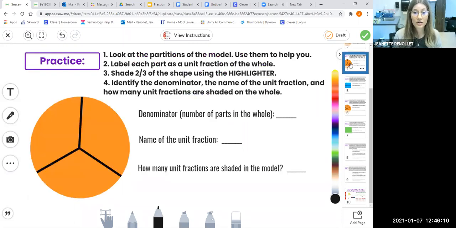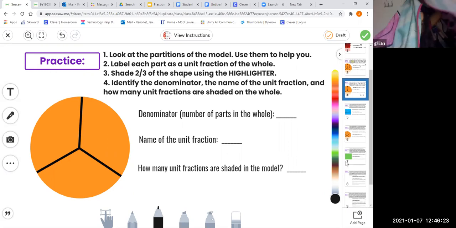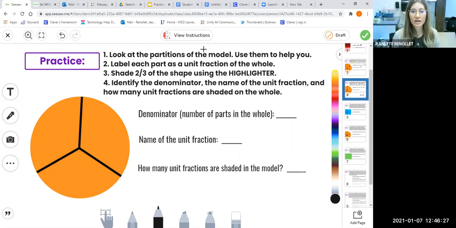Your job is to start on slide 4 and complete all of the slides showing your knowledge of partitioning, labeling the unit, and answering the questions. That is your assigned task today. When you are done, you will push the green check to turn in.